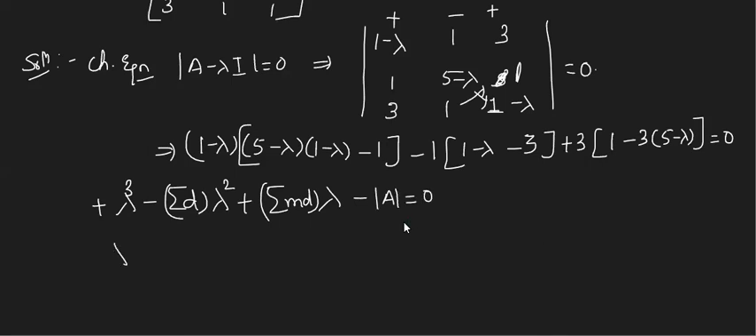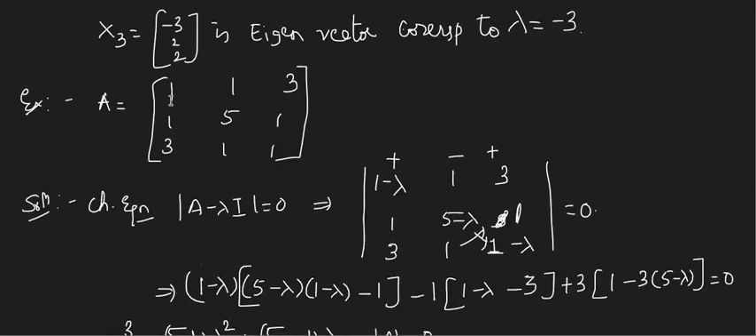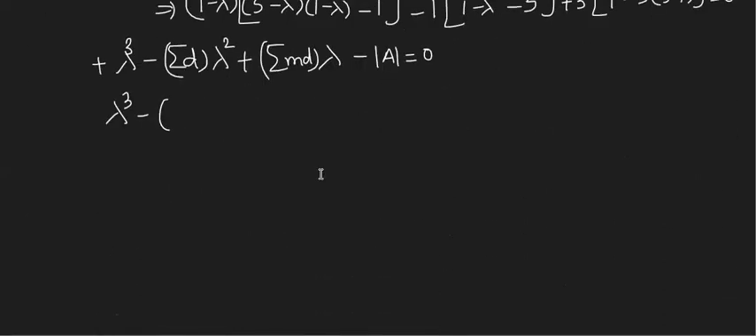Okay, so how to write? This is lambda cube minus the summation of the diagonal elements. Go back to A and add the diagonal elements. 1 plus 5 plus 1 is how much? 7. So 7 into lambda square. If you want, write it like 1 plus 5 plus 1, which may be more clear.